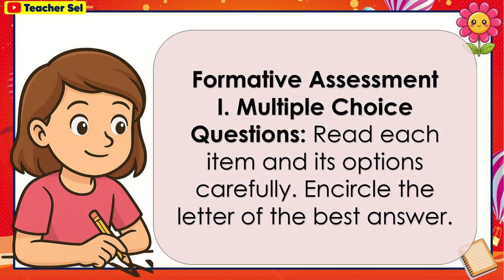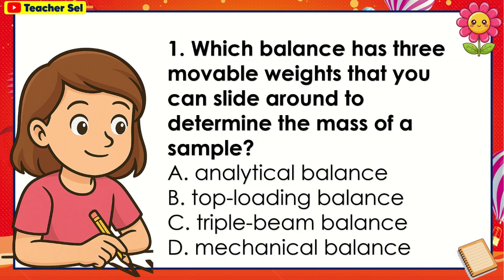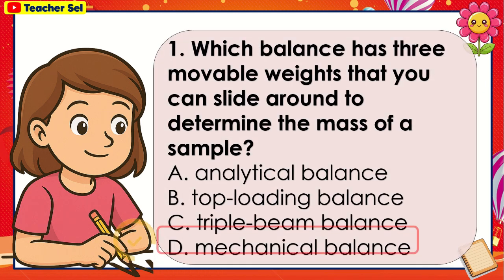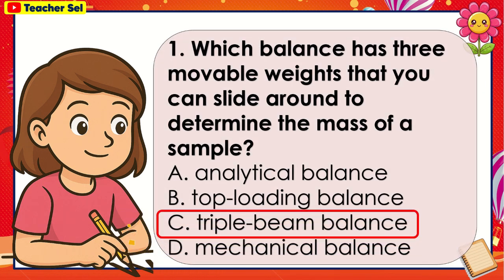For your formative assessment, multiple choice. Read each item and its options carefully and circle the letter of the best answer. Which balance has three movable weights that you can slide around to determine the mass of a sample? You're right, it is C, triple beam balance.